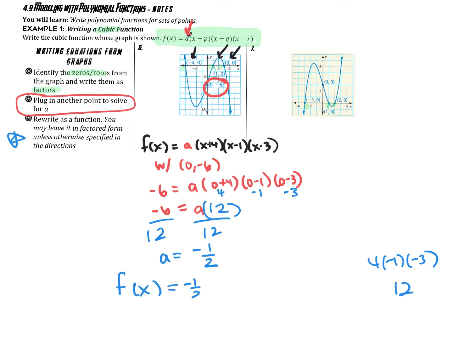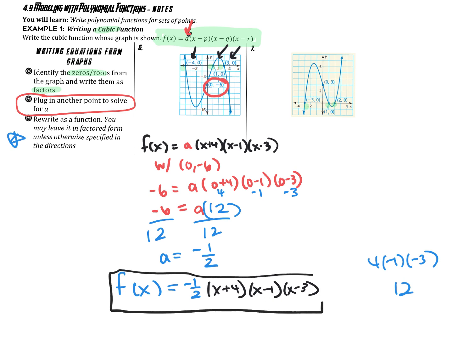F of x is going to equal negative 1/2, that's what we found a to be, times x plus 4, times x minus 1, times x minus 3. Now, unless the directions specify otherwise, I'm okay with you leaving this in factored form. I don't need you to multiply this out and write it as a polynomial.